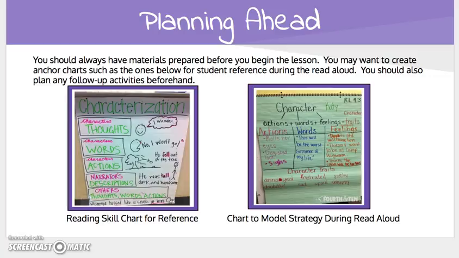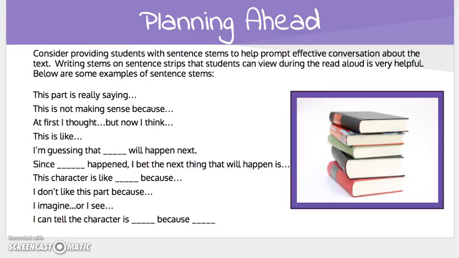The one on the right is a chart that you might create to fill out during the read aloud to model a reading strategy. So you may have one or the other or both of these kinds of anchor charts that you would need to make before your read aloud. That's one thing that you need to plan beforehand. You may want to consider providing students with some sentence stems to help them create effective questions during conversations.